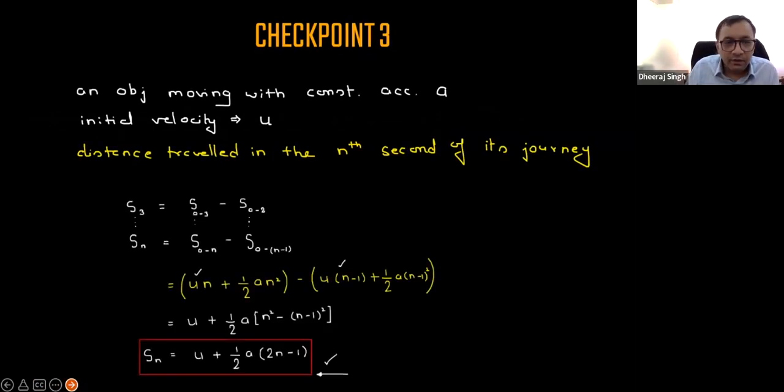Okay. So this thing we have done, right? I hope you remember that we have done this. Distance traveled in the nth second is u plus half a into 2n minus 1.